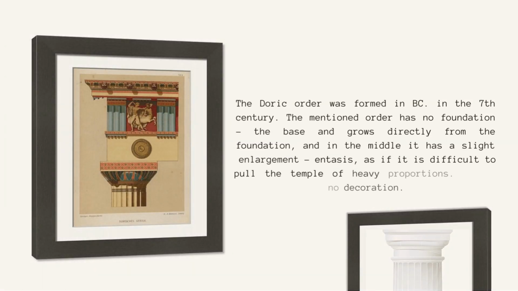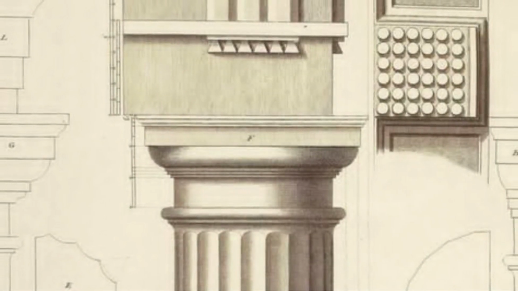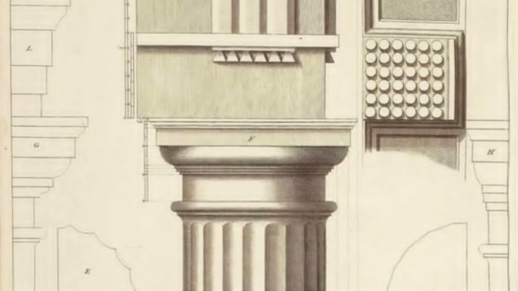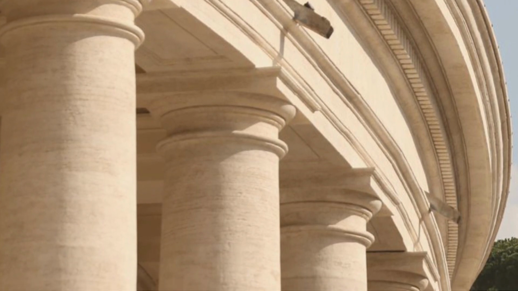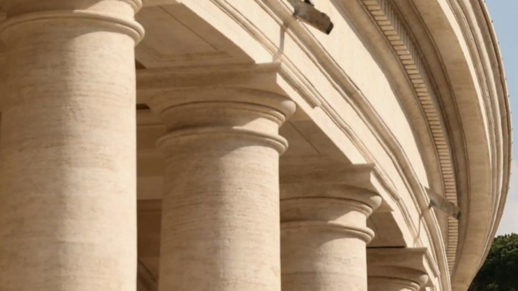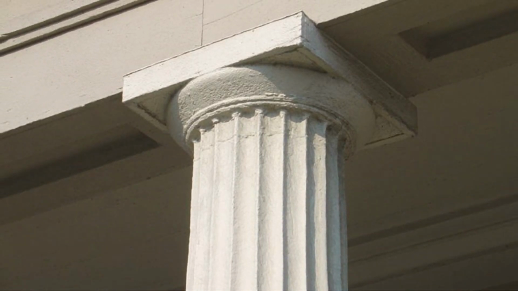The Doric order was formed in the 7th century BC. The mentioned order has no base and grows directly from the foundation, and in the middle it has a slight enlargement, entasis, as if it is difficult to carry the temple of heavy proportions. The Doric column head has no decoration.